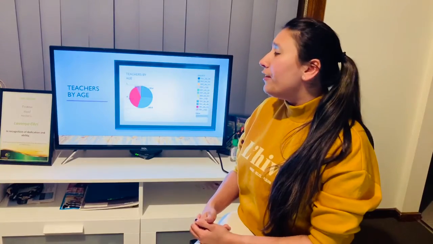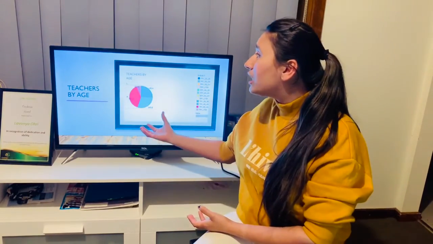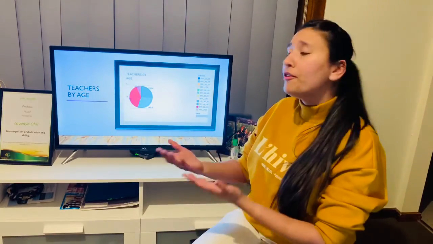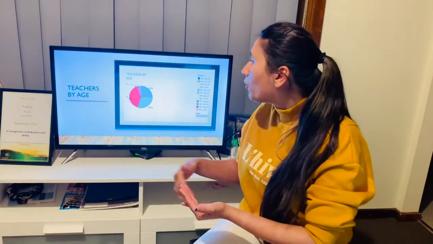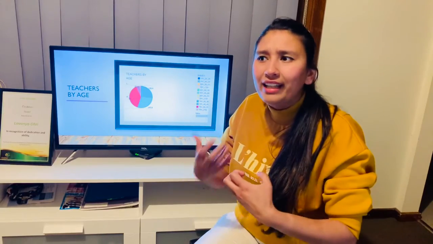Teachers by age. If we consider age-wise teachers, we see that mostly the teachers are of the age group 50 and over, and the least ones are under the age group of 30. Which means that mostly youths are not getting into this line of teaching. Only the ones who are near their retirement age are going into this teaching line.